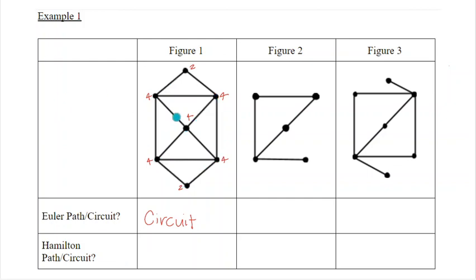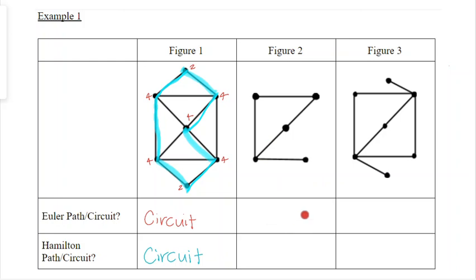So I'm going to try again. All right, now I have a path that touches each vertex exactly once, and I can add one more edge to go from this ending vertex back to my starting vertex. And now I have a Hamilton circuit. So this graph has both an Euler circuit and a Hamilton circuit.